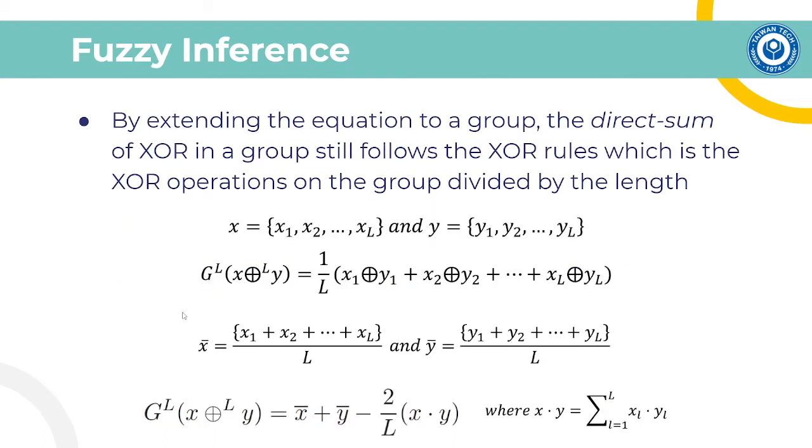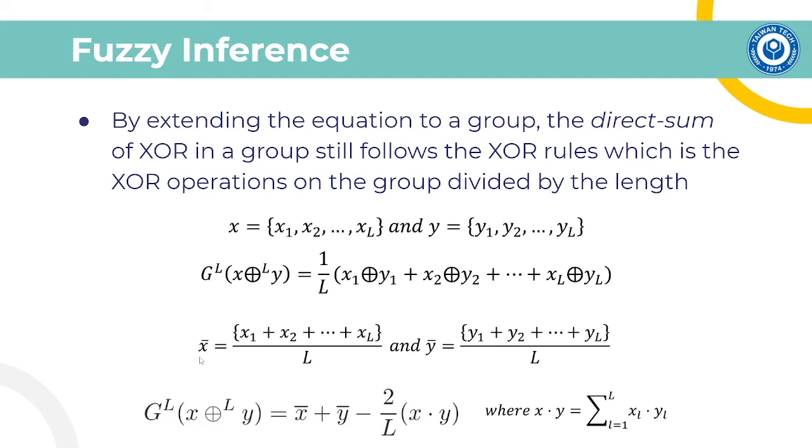And by extending that equation to a group, we can still find the direct sum of the XOR operation in a group following the XOR rules, which is the XOR operation on the group divided by the length of the group. So if we have x and y with length L, the XOR operation between the two is the XOR operation of each element, and then divided by the length of that element.